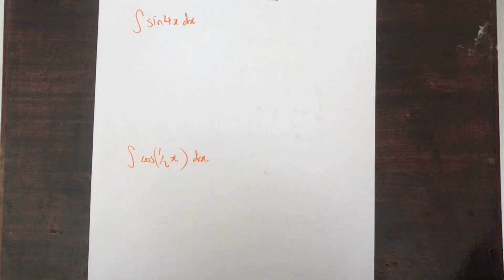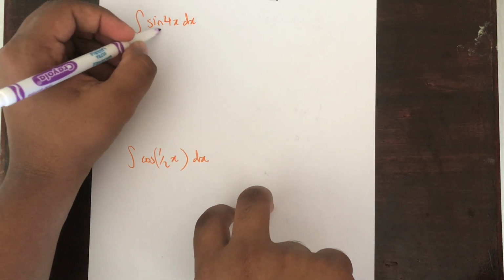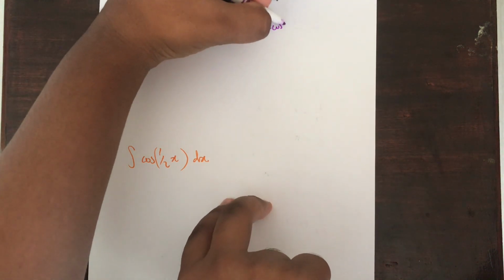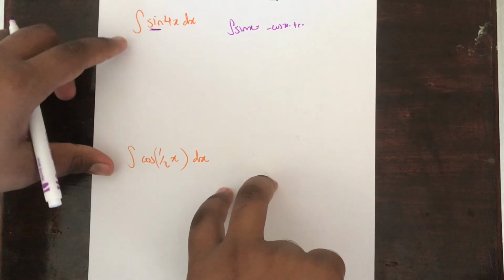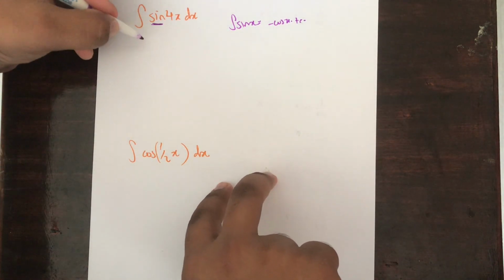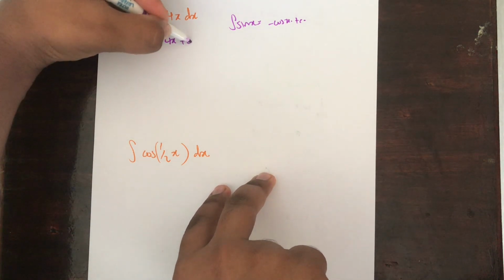Now we are finding the integral of sine 4x with respect to x and cos half x with respect to x. So let's do this. Let's look at this one. The integral of sine x is equal to minus cos x plus c. This was taught to you just before this, and from here you can learn that you're going to have something with minus cos 4x plus c.